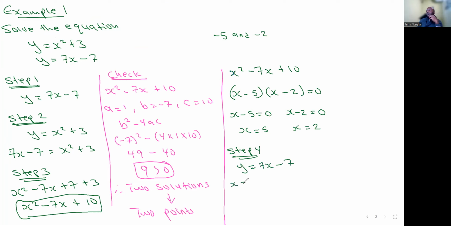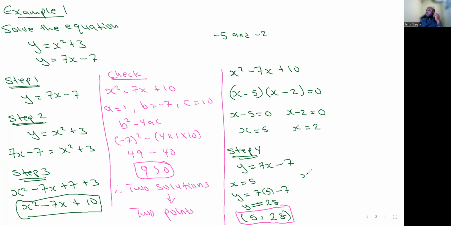So when x is equal to 5, we're going to have y will be equal to 7 times 5 minus 7, and that will give us 35. So 35 minus 7, and that will give us 28. So y will be equal to 28. So therefore, when x is equal to 5, y is 28. That's the first one. So we've gotten an answer here. One of the points of intersection: x is equal to 5, y is equal to 28.